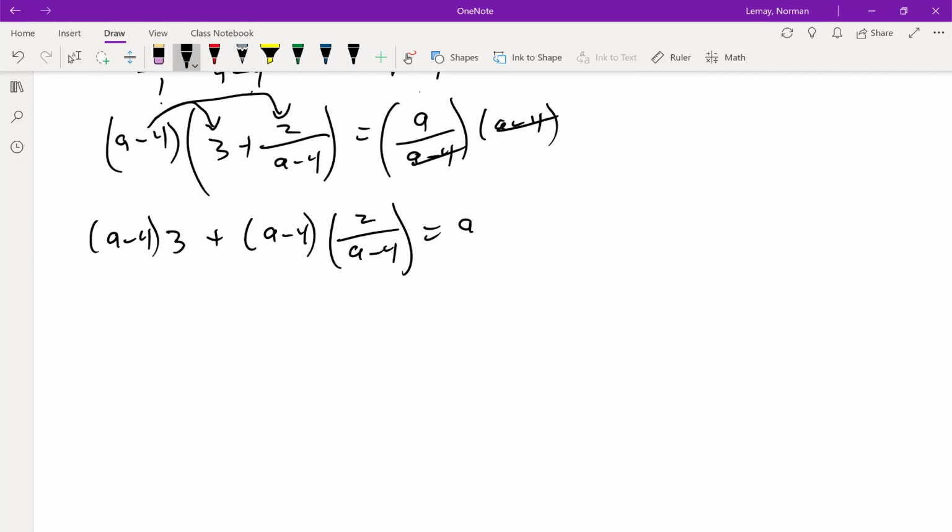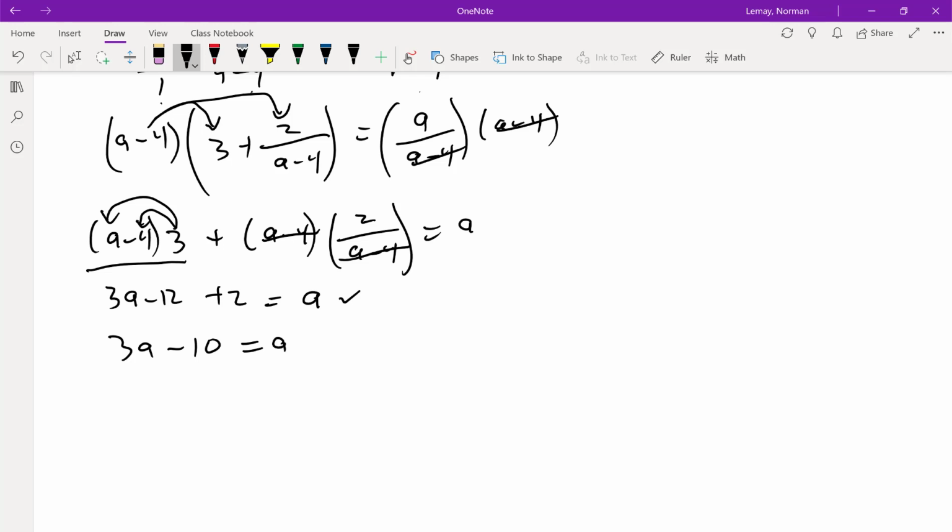So not much to do with this first term. We'll just go ahead and distribute over the subtraction sign to get rid of the grouping symbol. So we get 3a minus 12. And then notice that this a minus 4 cancels out. Okay, so here we get plus 2 equals a. And again, collecting like terms, I get 3a minus 10 equals a.